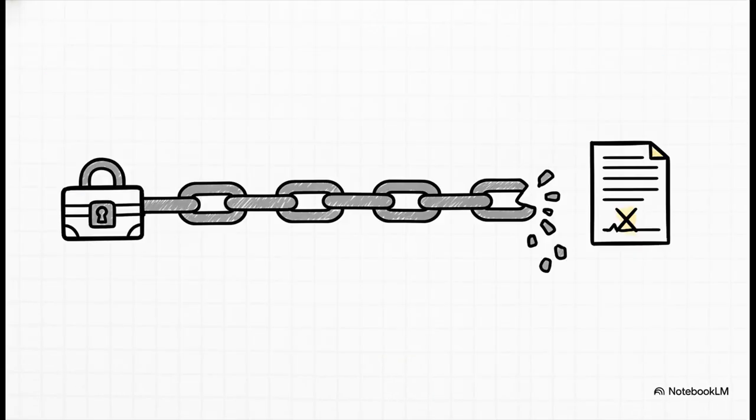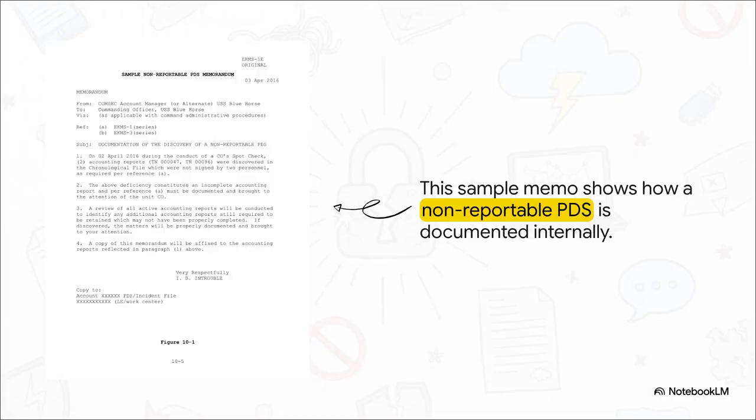And why is a missing signature such a big deal? Because that signature is a link in the chain of custody. Proper accounting is literally the only way you can prove without a shadow of a doubt that all your sensitive COMSEC material is where it's supposed to be. If the paperwork's sloppy, your accountability is weak, period. And this right here, this is how you handle it. You don't just fix the form and move on. You have to formally document the PDS. This sample memo shows that official process. You write up what happened, you explain the situation, and you route it to the commanding officer. This creates that official paper trail showing the issue was found and is being fixed.